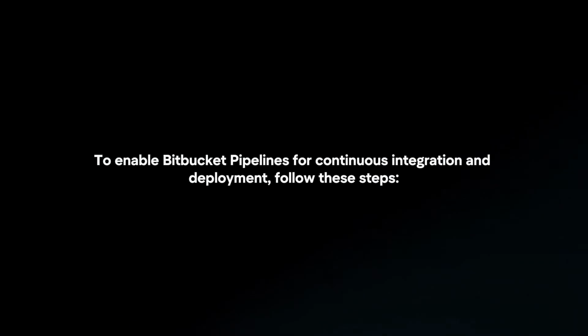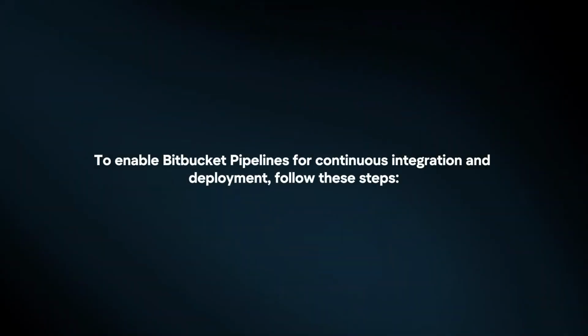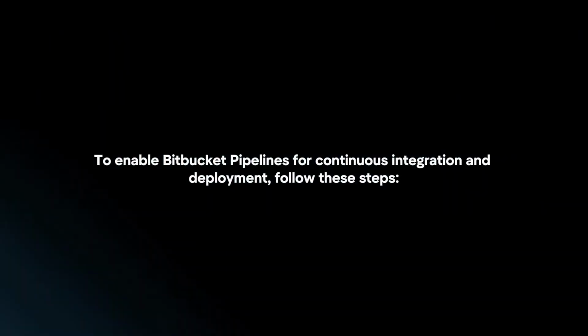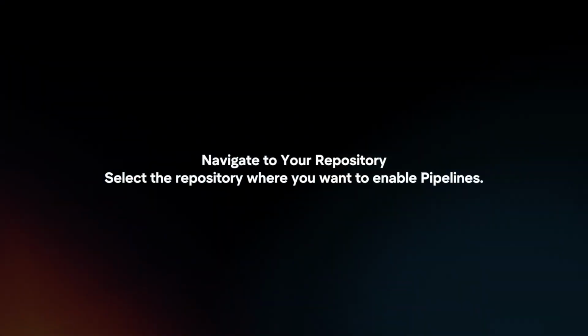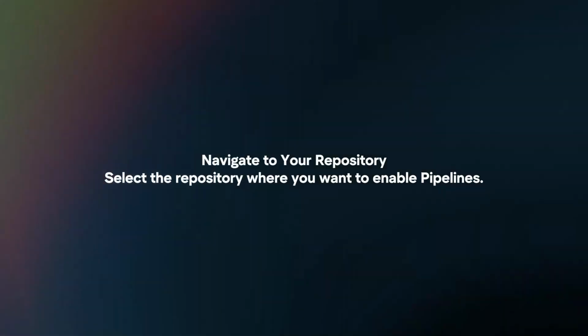To enable Bitbucket pipelines for continuous integration and deployment, follow these steps. Log into Bitbucket. Go to Bitbucket and log in with your credentials. Navigate to your repository. Select the repository where you want to enable pipelines.